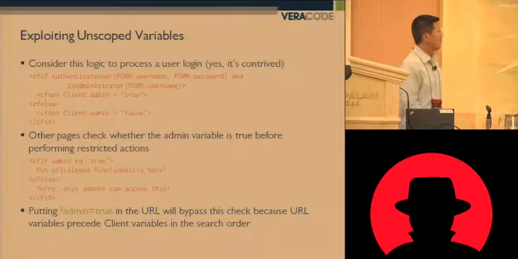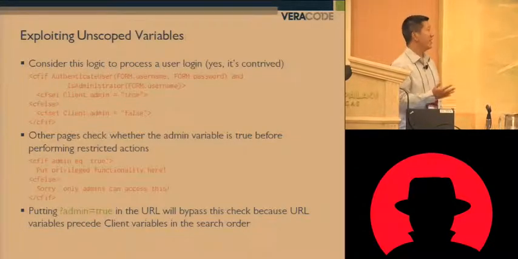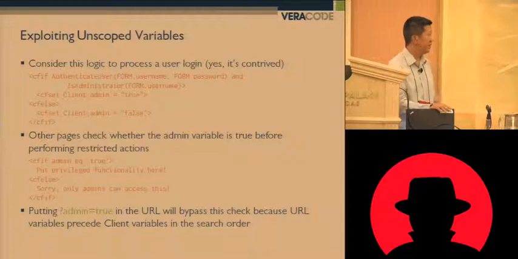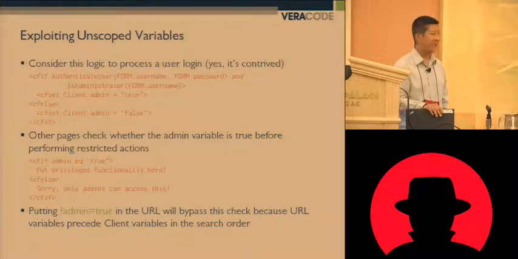Here's another one. So you have the logic up at the top of the page to process a user login. It authenticates the user, checks the username and password, and it also calls a function called isAdministrator on the username to figure out whether the user is an admin. So basically, if they authenticate and they're an admin, then it sets a variable using cfset called client.admin, and it sets it to true. Otherwise, it sets client.admin to false. So far, so good. And that's the type of code that might be in an application.cfm page, something that gets called before every page in the application, commonly used for access controls and things like that.